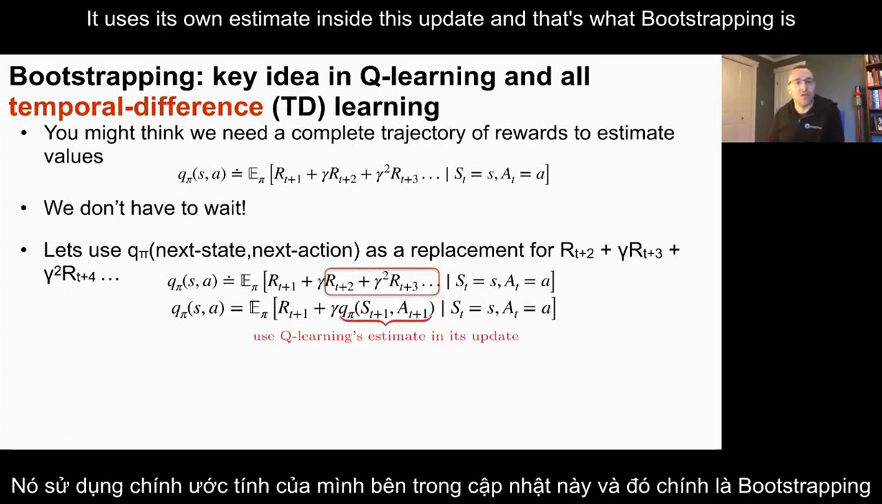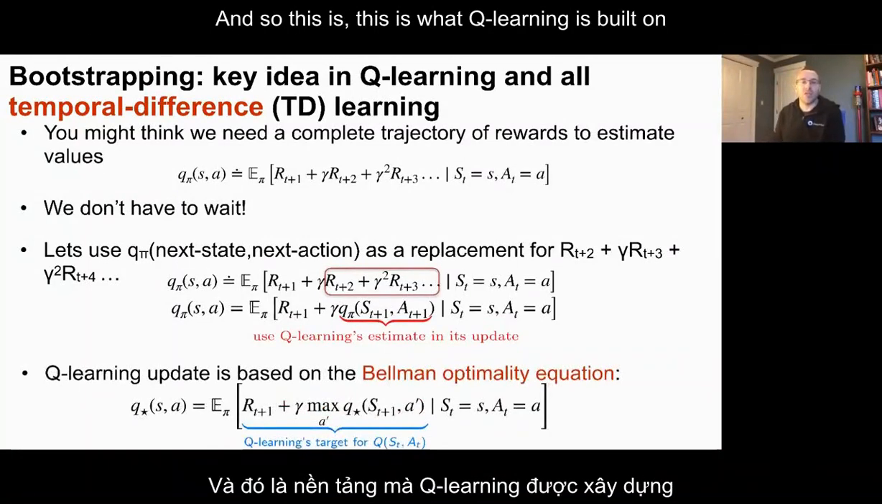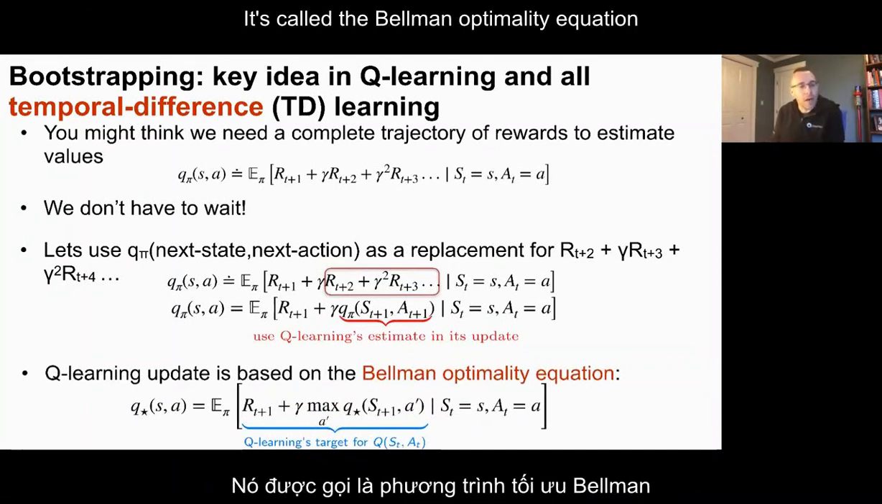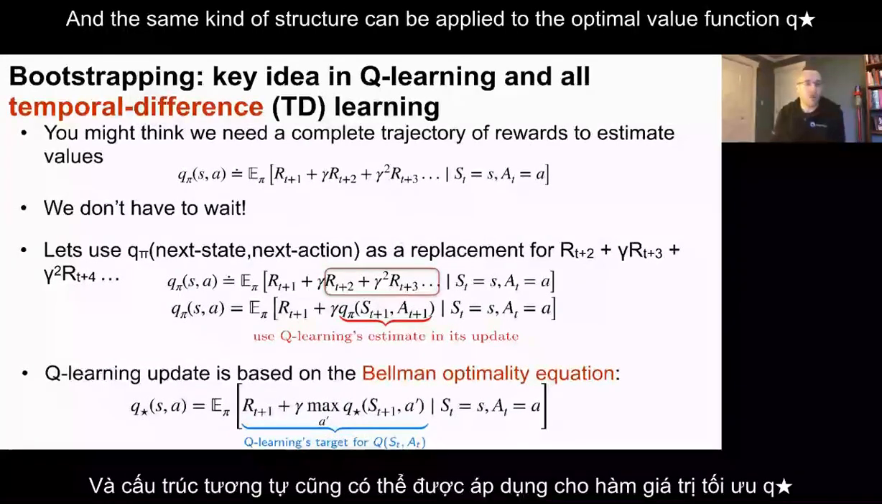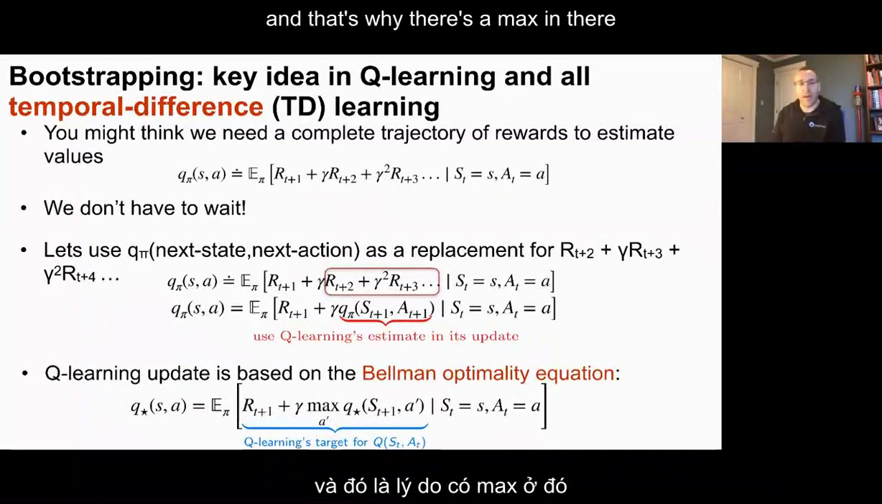It uses its own estimate inside its update, and that's what bootstrapping is. It's using a guess to update a guess. And so this is what Q-learning is built on. It's called the Bellman optimality equation, and the same kind of structure can be applied to the optimal value function Q star. And that's why there's a max in there.